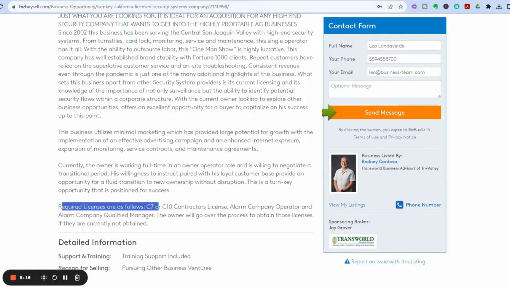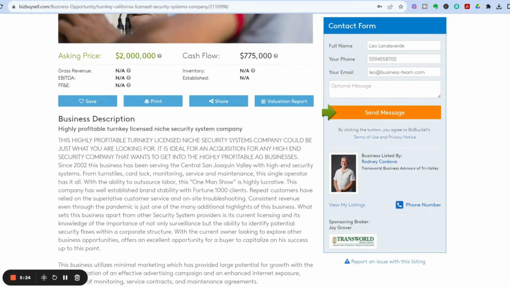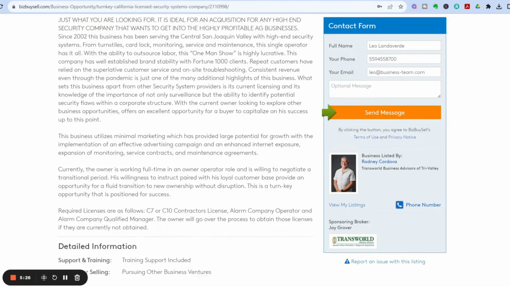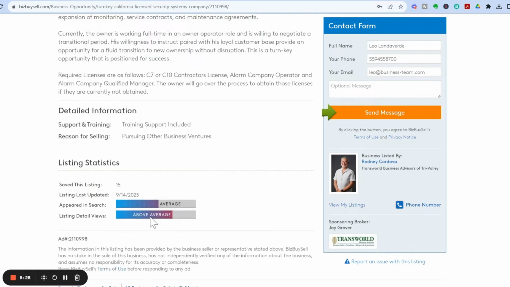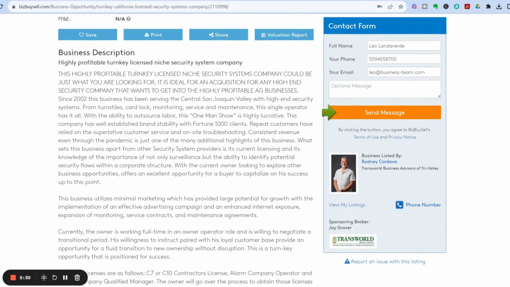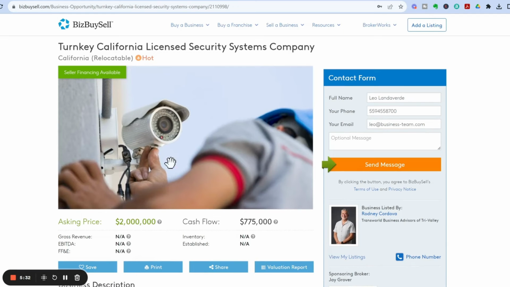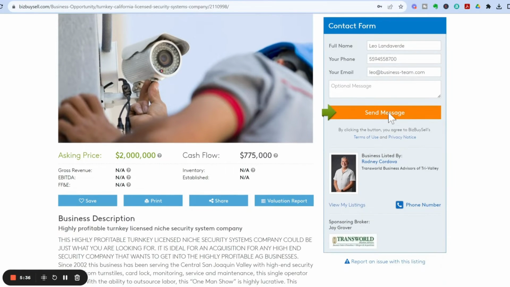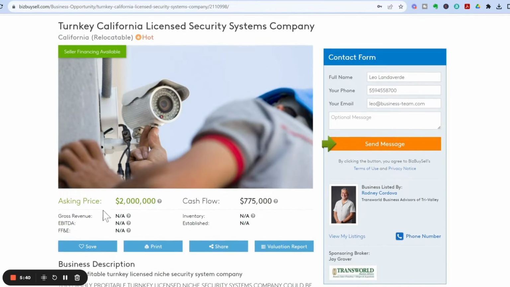You're going to need licenses for this, C7 and C10. C10 is an electrical contractor's license. So it appears to be lucrative. I'm a little disappointed that it doesn't give you the revenue. There's not a whole lot more that is telling you, other than that you fill out a form and request, probably sign an NDA, and they will release the stuff for you.